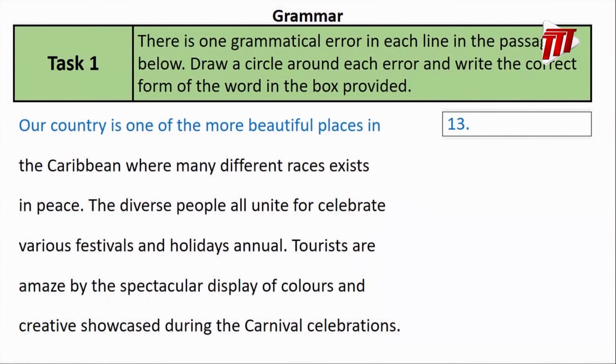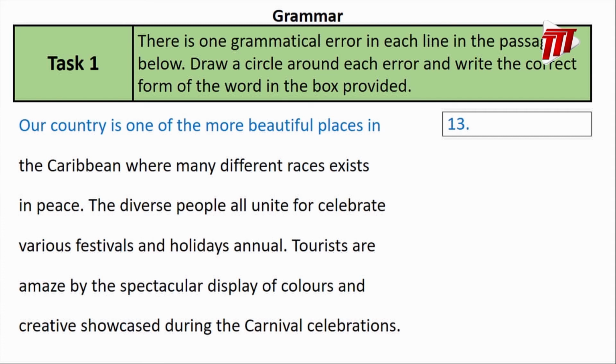Some of our bright stars have already figured out the grammatical errors in these lines, but let's go through the paces and examine the passage carefully. Our country is one of the more beautiful places in the Caribbean. So we're talking about our country, Trinidad and Tobago, and we're saying that it's one of the more beautiful places in all of the Caribbean. So we're comparing our country with all the other countries in the Caribbean.